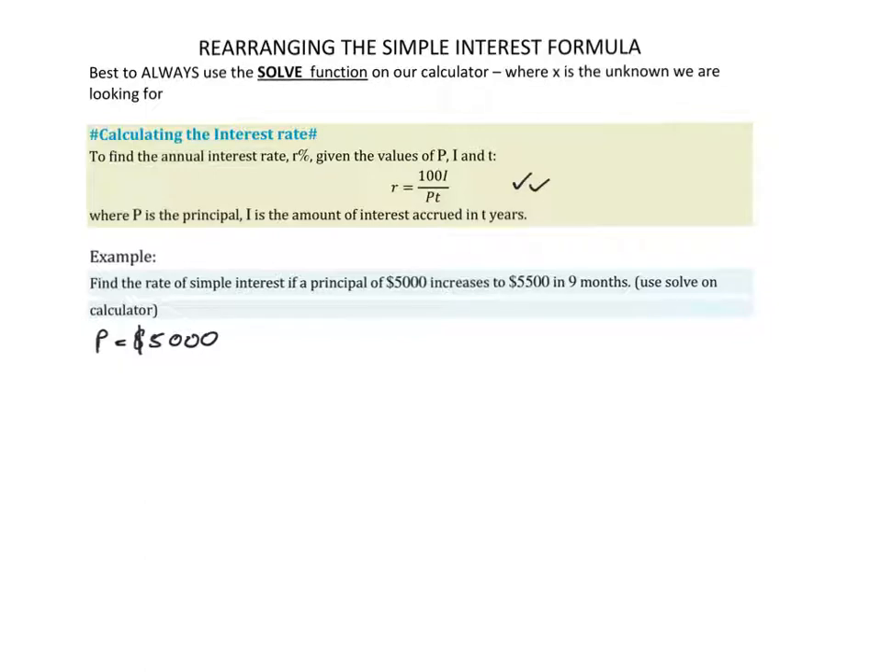So what would that 5,500 be? Is that the interest? No, it's not the interest, but it helps us get the interest because if we start at 5,000 and end at 5,500, we've actually earned interest. So it means that our interest is equal to 5,500 take away 5,000. So we actually have $500 in interest. What else do we need? Well, we've got time. Time is 9 months, which is 9 out of 12. It's a fraction of a year. And we are looking for R.